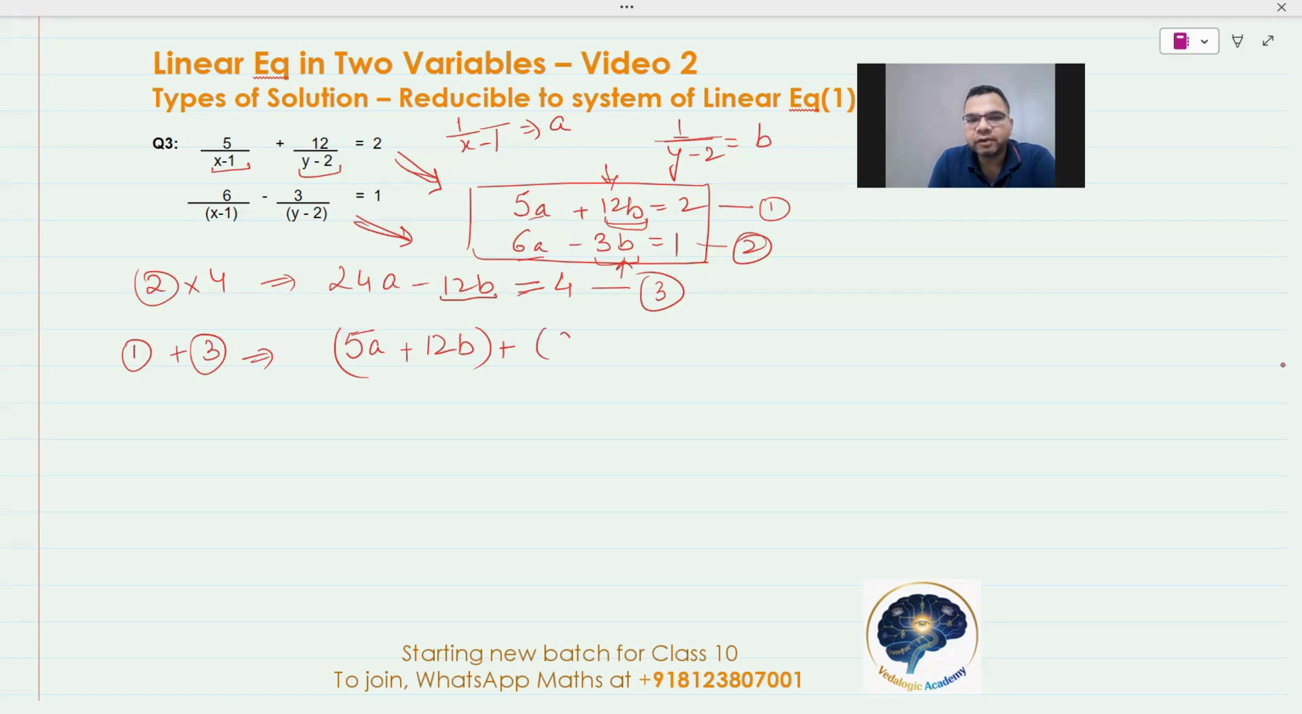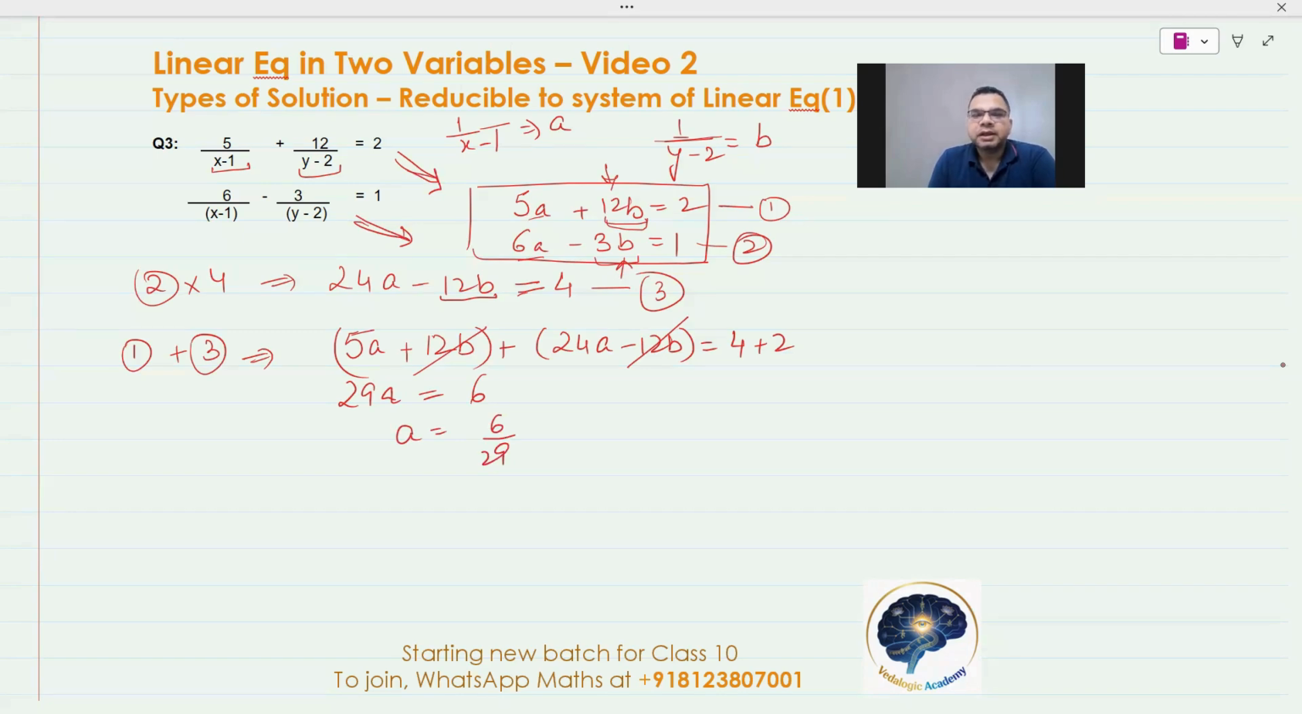And then we have 24a minus 12b equals 4 plus 2, or 2 plus 4 you can write. That's fine, that's the same thing. So if you see here, this is 12b and minus 12b. This gets cancelled. 24 plus 5 becomes 29a, right? Equals 4 plus 2 is 6. So a becomes 6 upon 29.